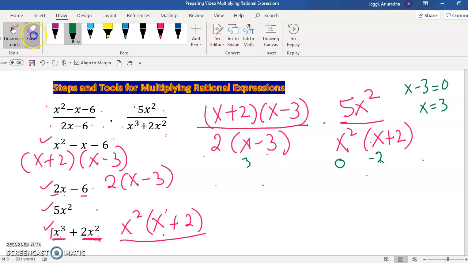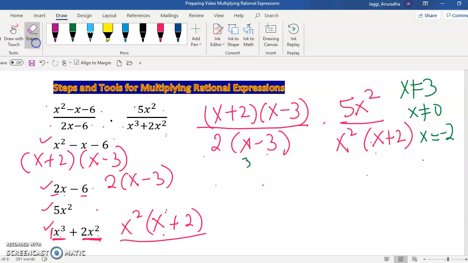So what are our restrictions now? Our restrictions are, x is not equal to 3, x is not equal to 0, and x is not equal to negative 2.